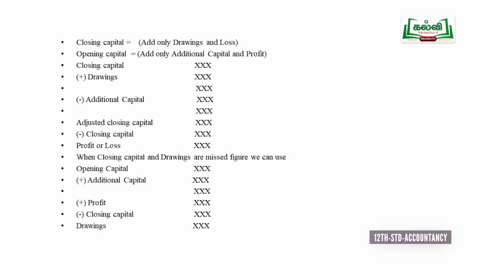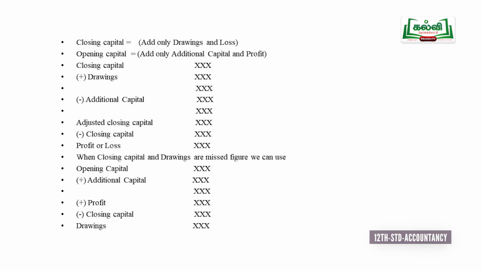It is not given in a book, but for the easy memory technique, you keep that in mind. In closing capital, we have to add only two, drawings and loss. In case of the opening capital, add only additional capital and profit. All other items should be deducted. This is only for the working note purpose to identify the missing information.